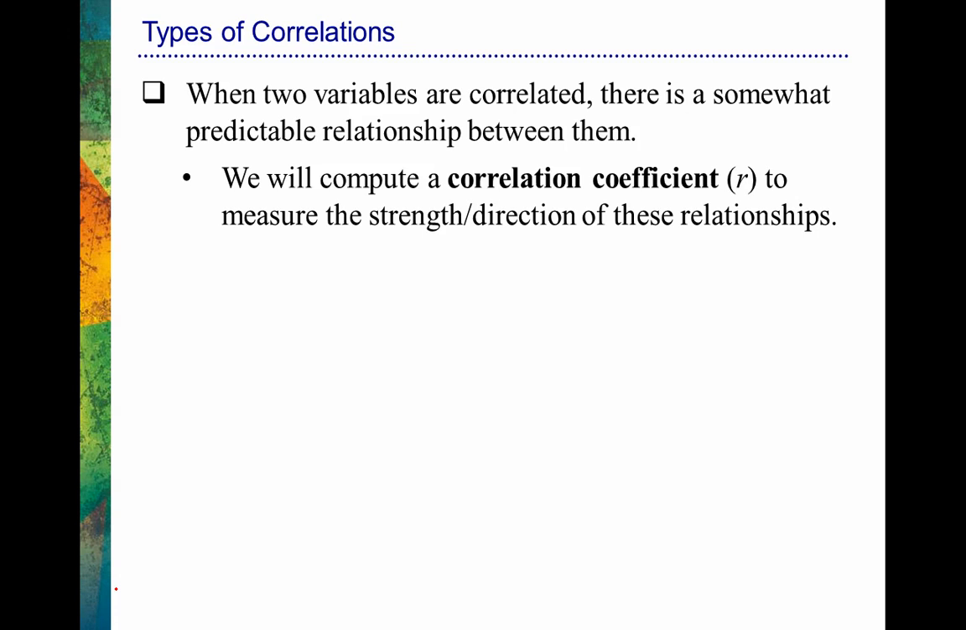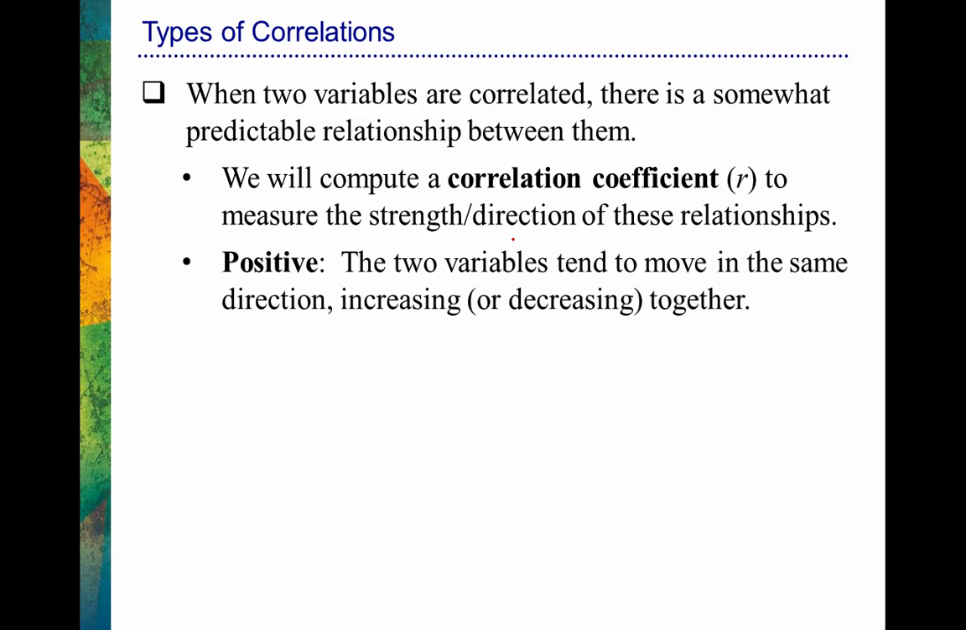Let's talk about different types of correlations. First of all, we're going to be focusing on correlations that we can compute between quantitative variables. When two variables are correlated, there's a somewhat predictable relationship between them, and we're going to compute this correlation coefficient. It'll have an R as its symbol. And what it will tell us is the strength of the relationship and the direction of the relationship. And you'll see what I mean in just a second here.